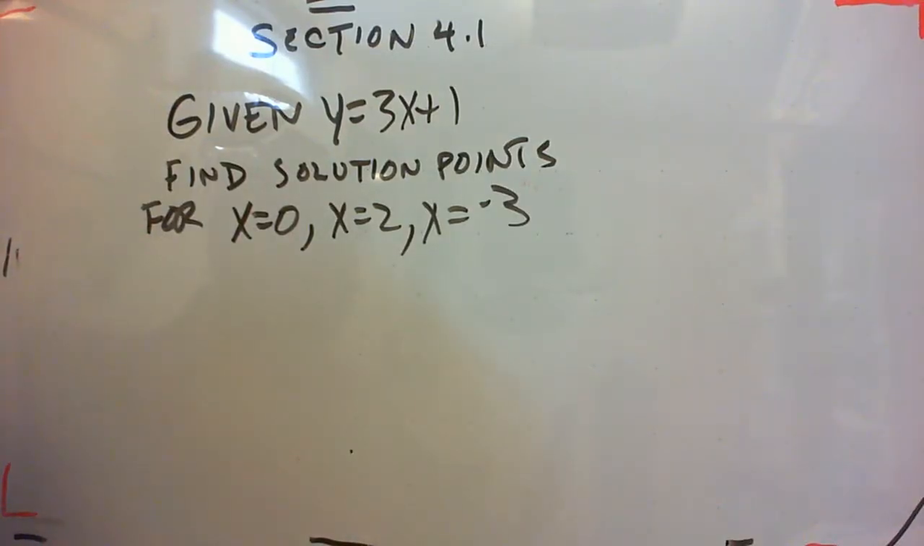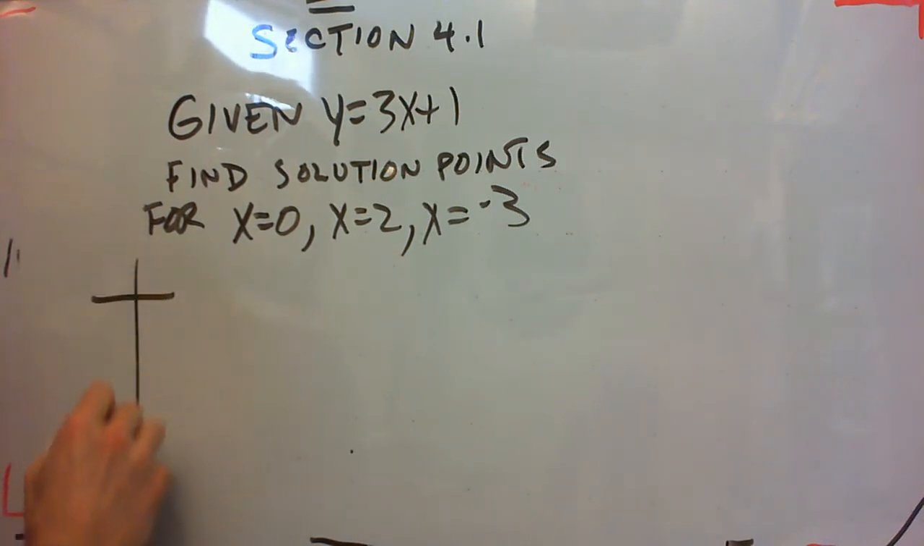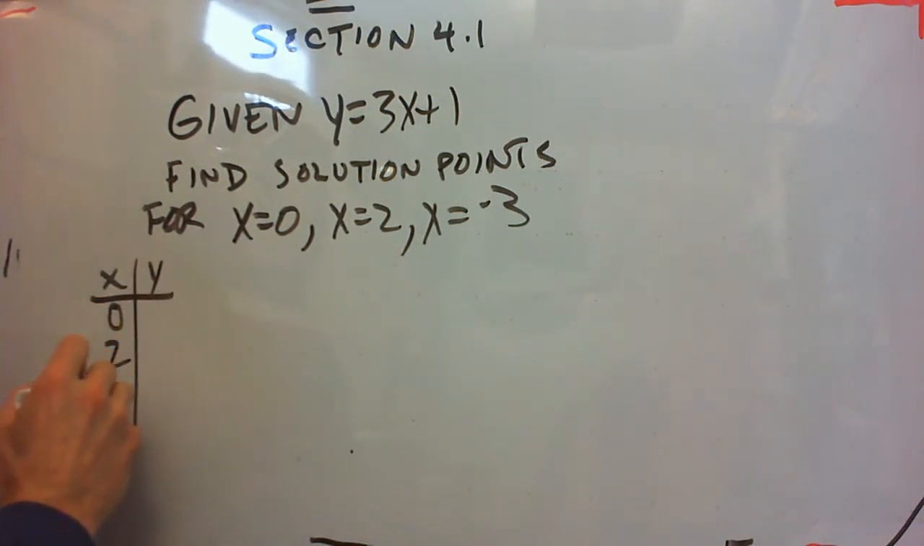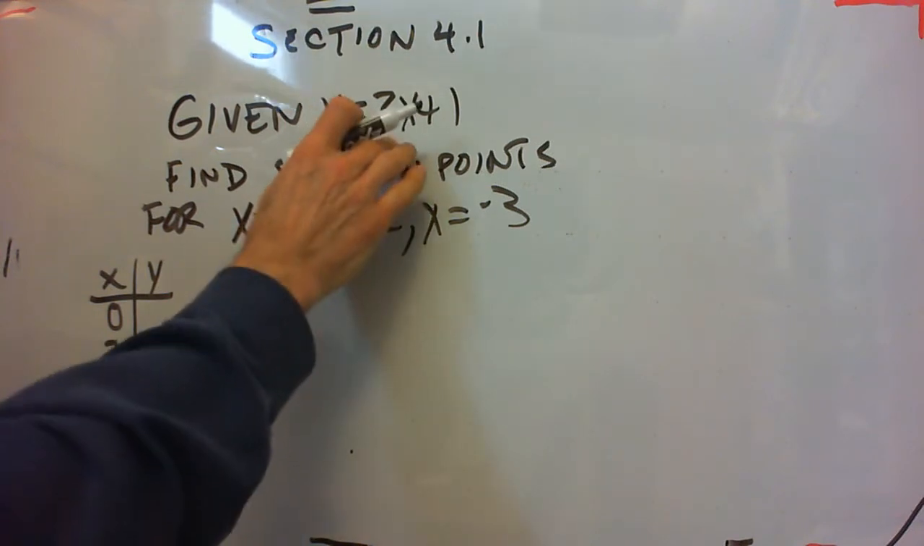And we start with the problem: given y equals 3x plus 1, find solution points for x equals 0, x equals 2, and x equals negative 3. So I'm going to make a little xy table and put in these x values. To find solution points means we plug in those x values into our formula.